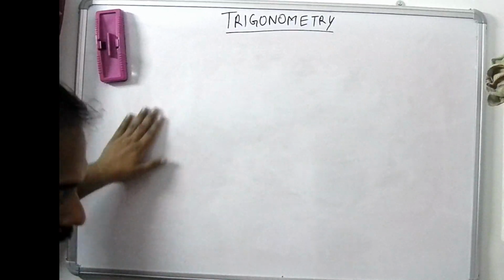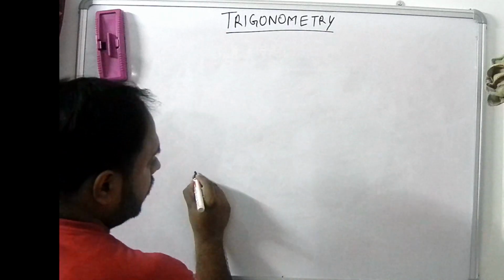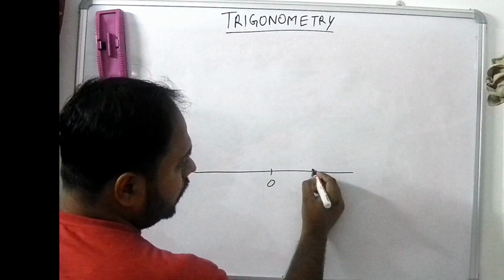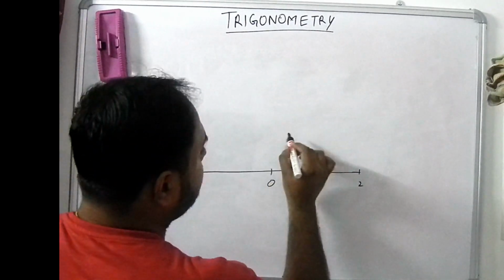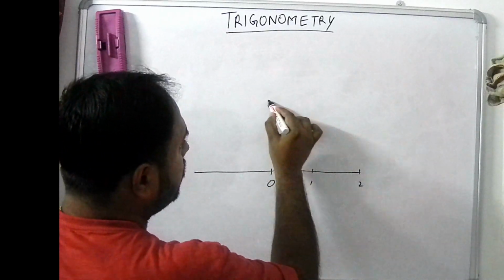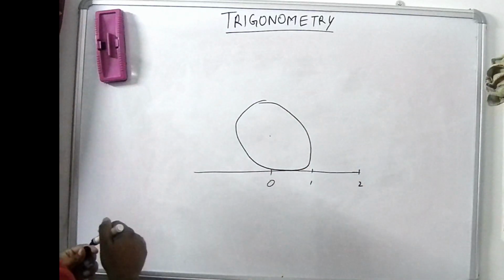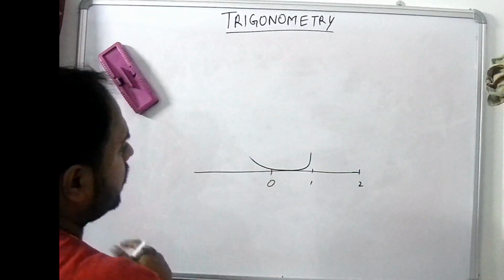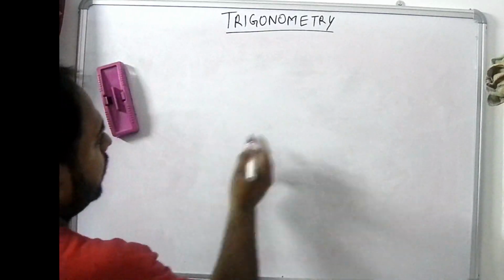So what essentially is the relation between the linear line, the real axis, and the circle? Suppose this is 0, this is 1, and this is 2. Now we have a circle of radius 1. How is it going to go? Actually, this is not a circle, so let me draw it again. It's going to go like this. So this is a circle.